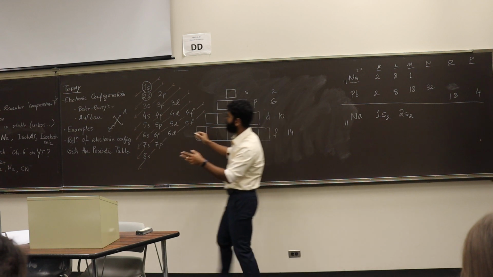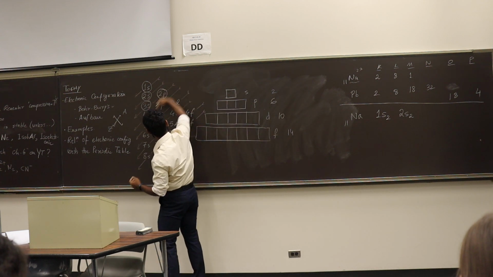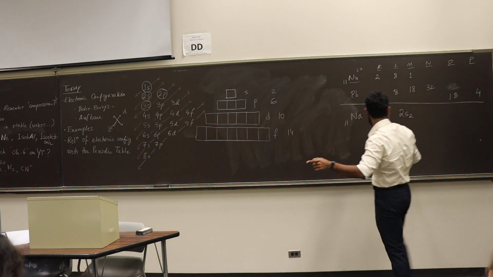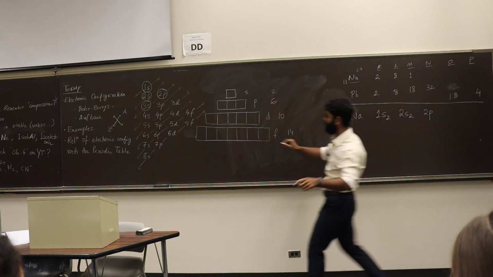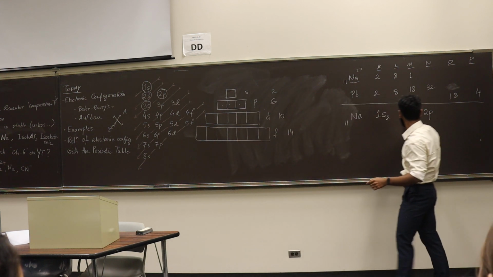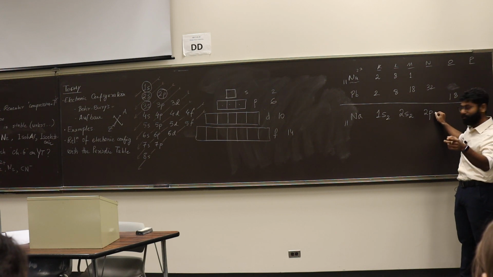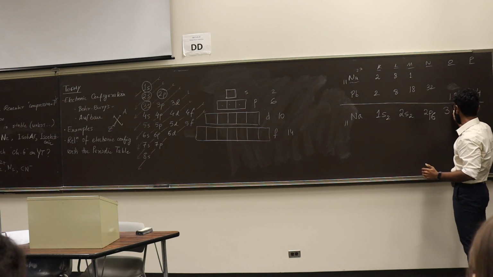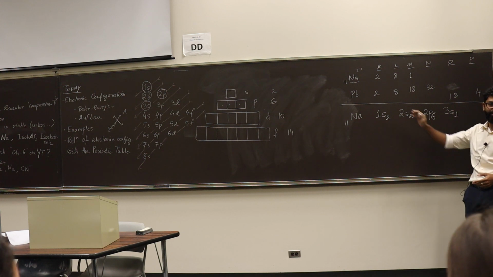Next, which balloon gets hit? 2p. You see, when it's coming in, this will get hit first and then the 3s. So 2p gets hit first, and this can take 6 electrons, right? How many have we already taken care of? 4. So this can go till a maximum of 6. So this takes 6 electrons. Then what remains is 3. So this is the electronic configuration for sodium.